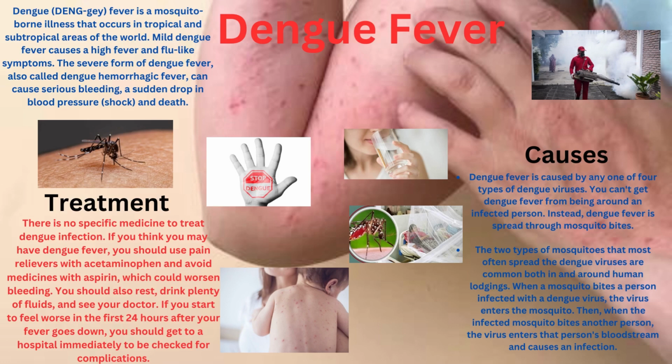You can't get dengue fever from being around an infected person. Instead, dengue fever is spread through mosquito bites. Treatment: you should use pain relievers with acetaminophen and avoid medicine with aspirin, which could worsen bleeding. You should also rest, drink plenty of fluids, and see your doctor. If you start to feel worse with the first 24 hours after your fever goes down, you should get to a hospital immediately to be checked for complications.